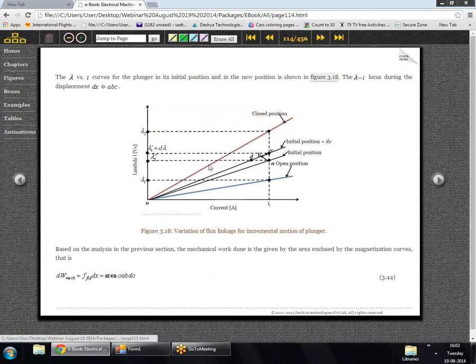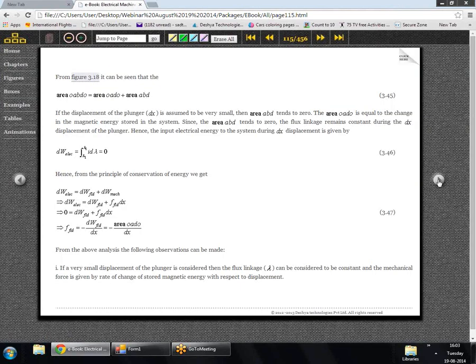This is what we can also see in the previous figure 3.18. If we want to use co-energy, we have to go from point A to point C. If we want to use field energy for force calculation, we have to go from A to D. In going from A to C, my current remains constant. If I go from A to D, my flux linkage remains constant. So this is in short the principle.